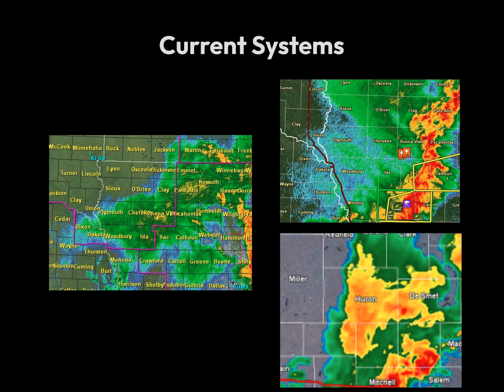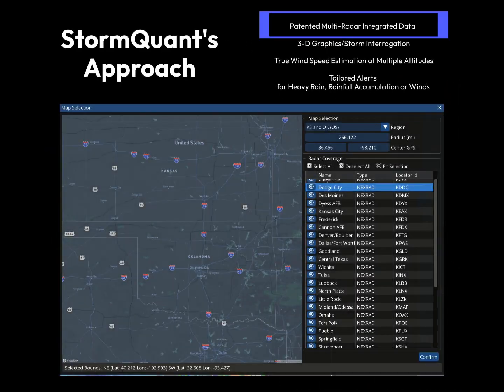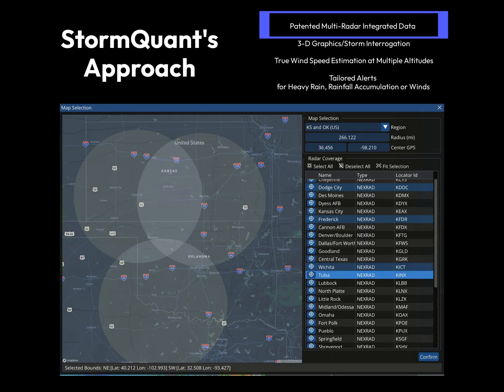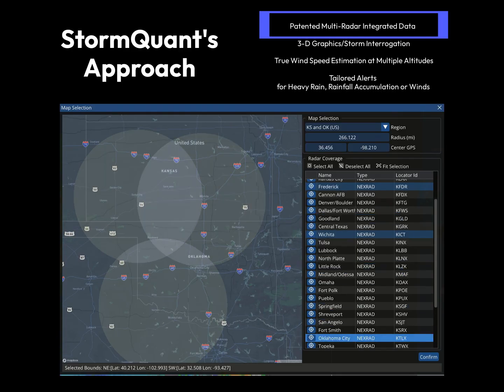Current systems require the need to open multiple windows to view individual radar feeds over the area of concern. That requires the user to then mentally piece together the applicable parts from each image to determine what is important. StormQuant solves this problem by allowing the user to select any available radar over the region and then meshes the data for use in a single viewport.